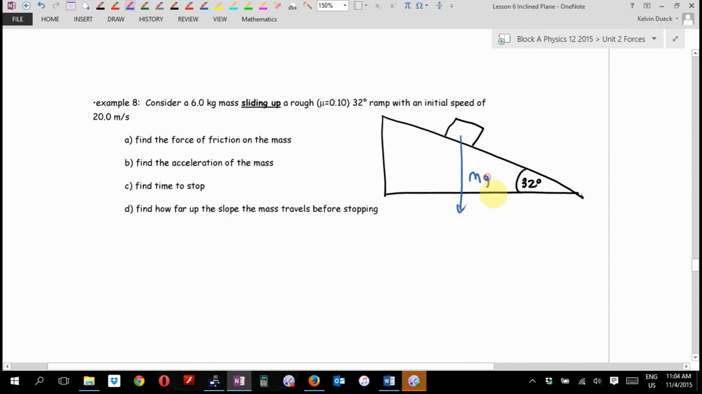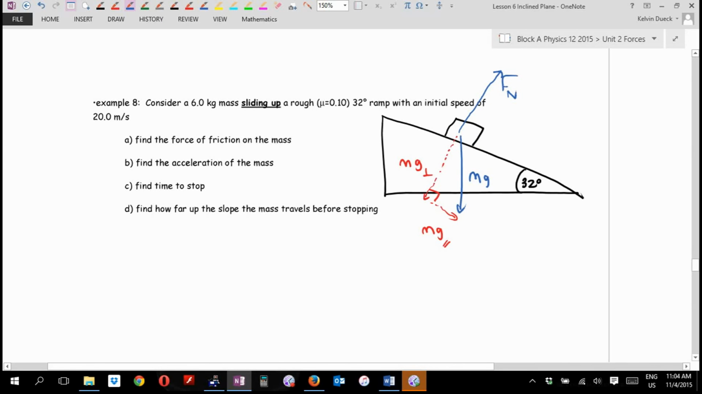We're going to break mg up into components: mg perpendicular and mg parallel. I'll even put a little 90-degree right angle there just to make sure I do the trig right. What else? Normal force, perpendicular to the ramp. How big? The same length as mg perpendicular. About like that?